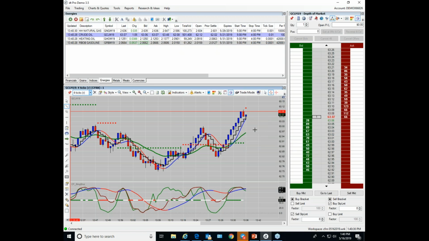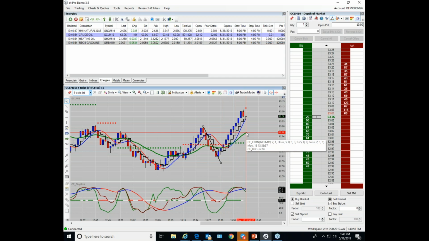So I'm looking for another down close in order to draw the trend line. In order to connect the dots, you're going to need 2 candles, right? So we need another candle here. I'm looking for a red one. So we have a bullish bias in crude, looking for a pullback to this green line or the BBC.